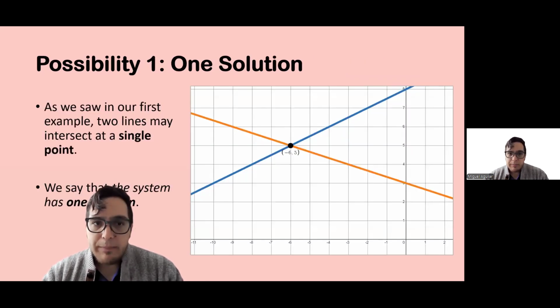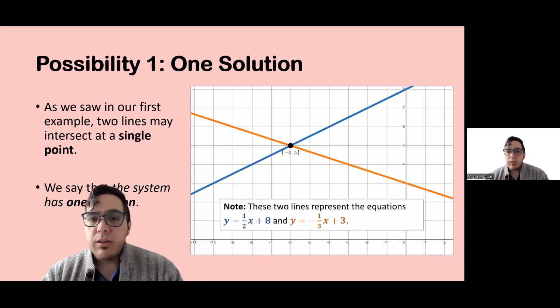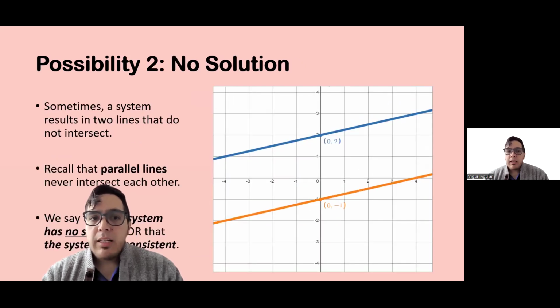The first possibility is that we're going to have two lines that do intersect, in which case we would call that intersection point the solution to the system of linear equations. Possibility number 2 is that you could have two parallel lines. And if you remember from grade school, two parallel lines will never intersect each other. We say that the system has no solution or that the system is inconsistent.